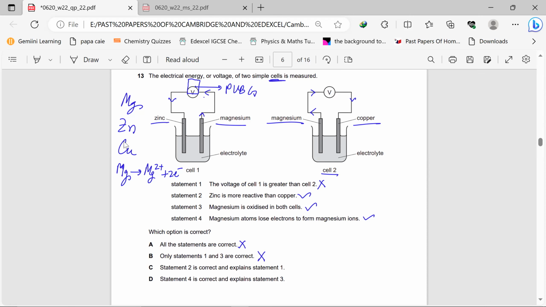Okay, statement 2 is correct and it cannot explain statement 1. That's true. It cannot explain statement 1 because statement 2 says zinc is more reactive than copper, but it cannot explain why the cell voltage of 1 is greater than cell 2, because we need the reactivity of all of magnesium, zinc, and copper to explain why statement 1 is incorrect. Thereby, statement 4 is correct. Magnesium atoms lose electrons to form magnesium ions. This is true, and this is what explains statement 3, which is magnesium is oxidized in both cells. So this is the correct statement. So D is the only correct statement here.